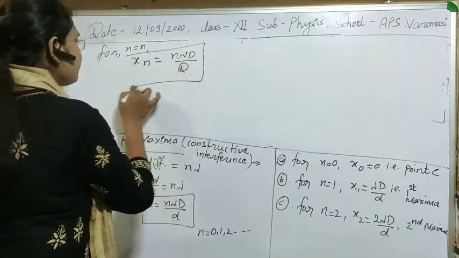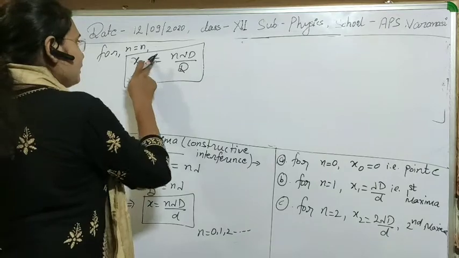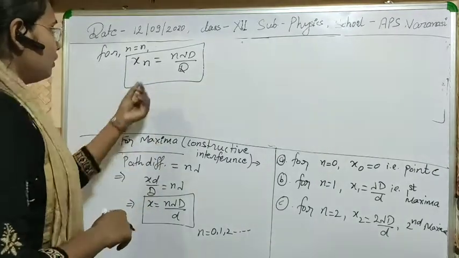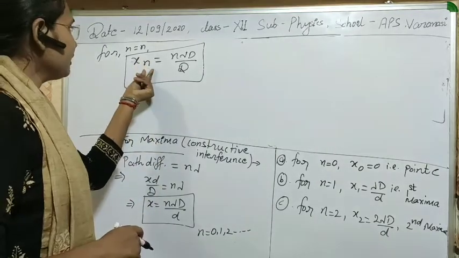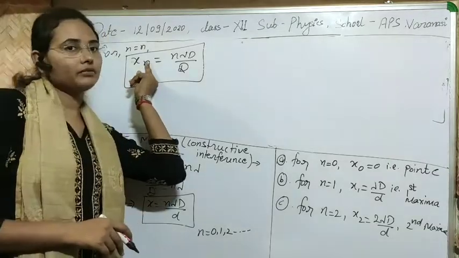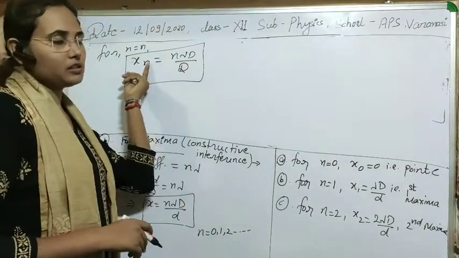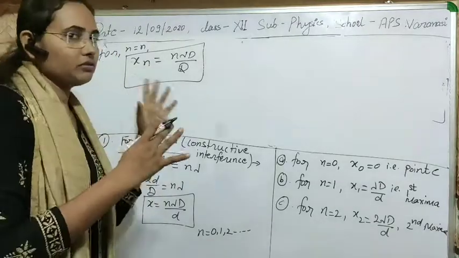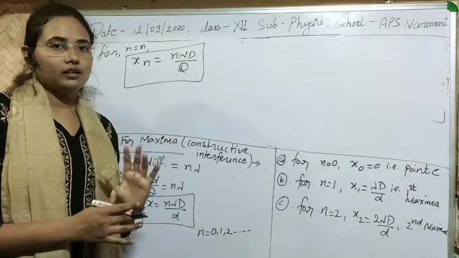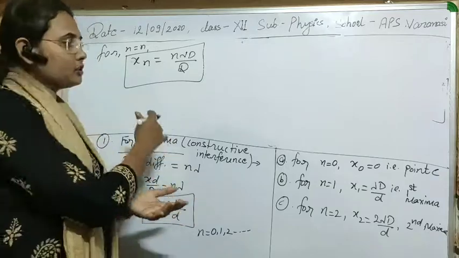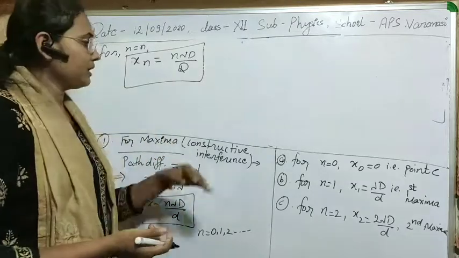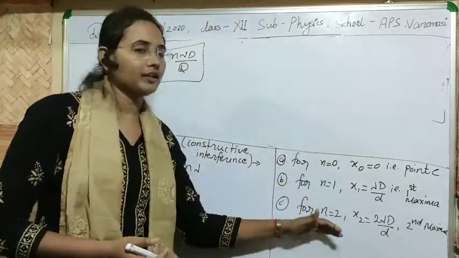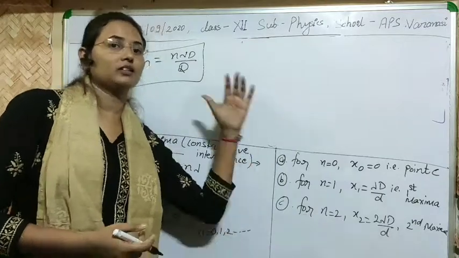This is the generalized form, where n represents, in a simple way, the order of the interference fringe. This is called the order of interference fringe. If the value of n is 1, then we call it first order. If the value of n is 2, then we call it second order. So similarly we can get first order maxima, second order maxima, third order maxima, and so on.